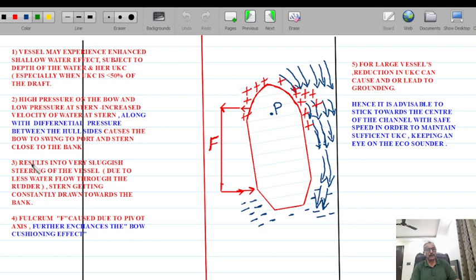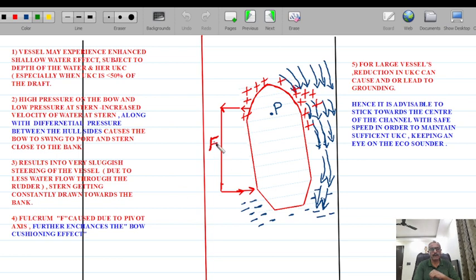Number 3 factor results in a very sluggish steering of the vessel due to less water flow through the rudder, because here the water pressure was initially high beyond this point, but the water pressure is reducing and the velocity is increasing. Therefore, the rudder is not getting sufficient water to respond to the steering, which results in very sluggish steering of the vessel and the stern getting constantly drawn towards the bank.